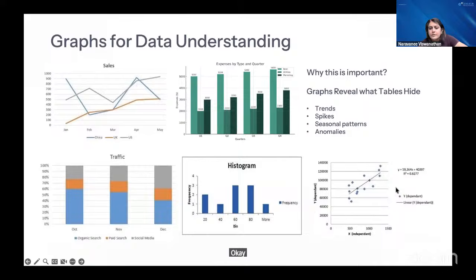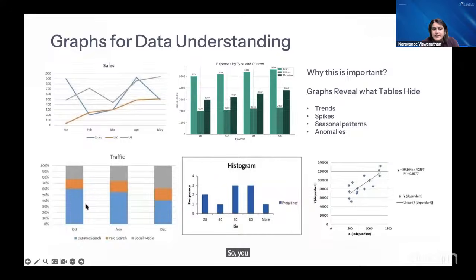Okay. Where else can I use a column graph? Where else can I use a column graph? Where else can I use a column graph, everyone? Yeah, for comparison also, yes.